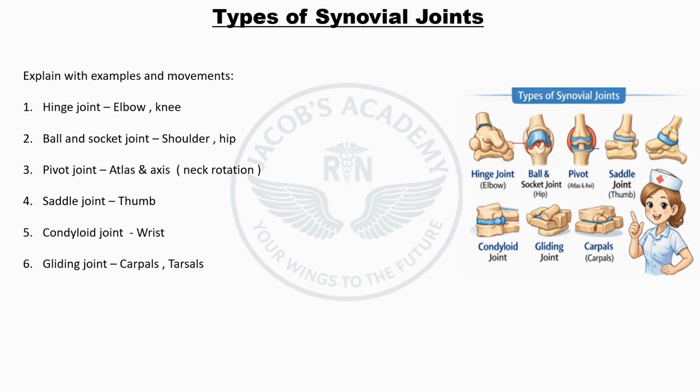The sixth type is the gliding joint. In gliding joints, the bones slide over each other, allowing limited movement. Examples include the carpal bones of the wrist and the tarsal bones of the ankle. Understanding the types of synovial joints and their movements is extremely important for nurses and nursing students also, particularly when assessing mobility, joint injury, and musculoskeletal conditions.